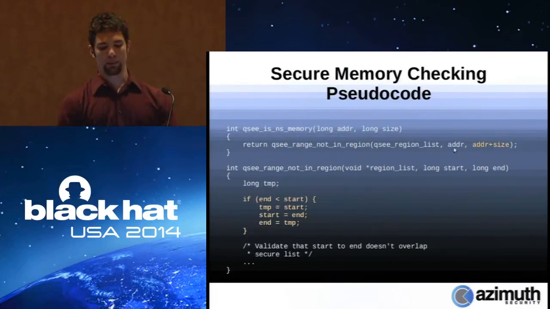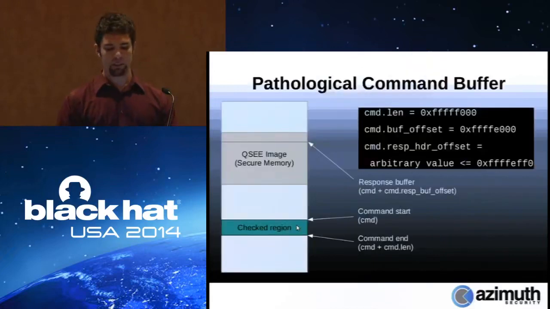Well, in this case, the answer is fairly clear. This secondary function will be called with the start of the command buffer, and then this address plus size field will wrap around and result in an address that is lower than the starting address. And then in this secondary function, end will be less than start, and it will reverse these arguments. So this allows us to create a pathological command buffer that does evil things.